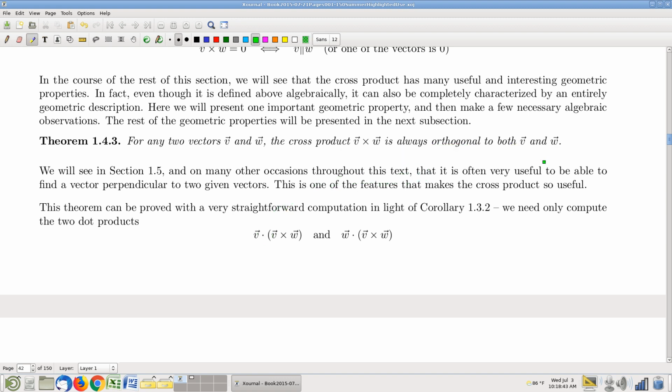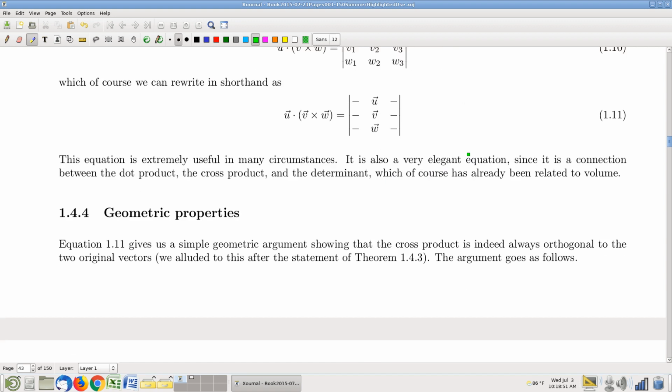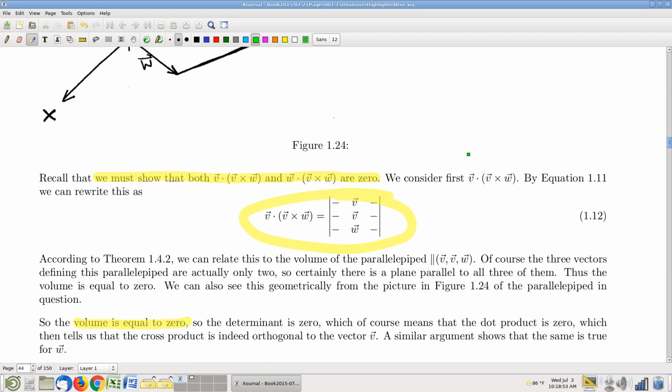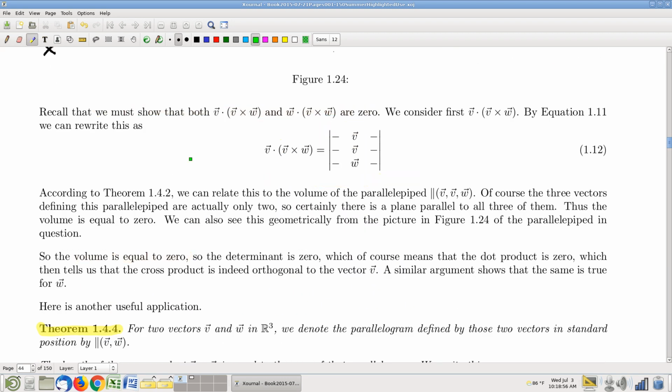So I'm going to try to give you an intuitive argument about why the cross product should be orthogonal to both of the input vectors. Here's how the argument works. We're going to look at this dot product again. Again, I could just crank it, but let's think instead about what else I know about that dot product. Look at what we're taking a dot product of: a vector and a cross product of two other vectors. We're taking a triple product.